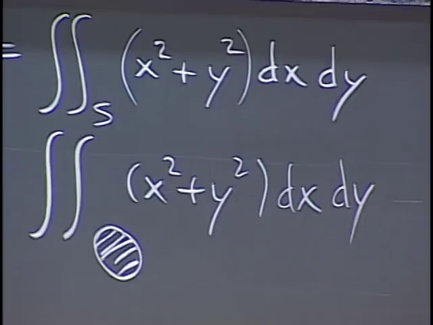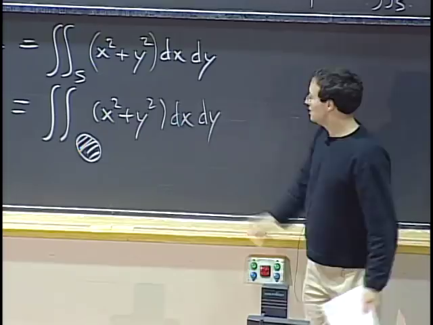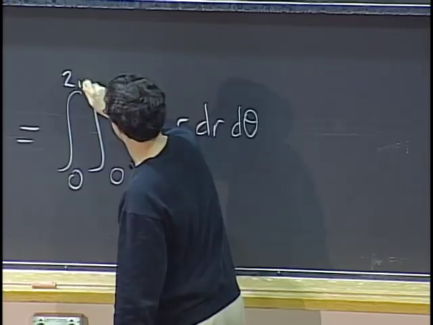Well, I can do it this way with dx dy, but it looks like there's a smarter thing to do. I'm going to use polar coordinates. So in fact, this is double integral of r squared times r dr d theta. I'm on the unit disk, so r goes 0 to 1, theta goes 0 to 2 pi. And if you do the calculation, you'll find that this is going to be pi over 2.